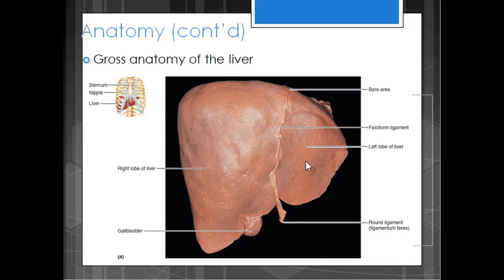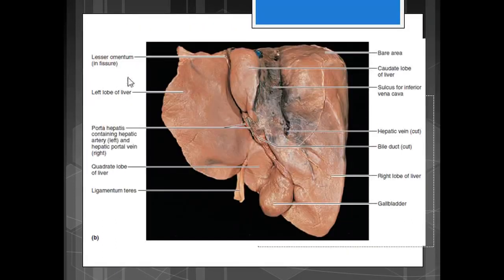So this is extremely vascular. What do you mean by vascular? It receives a lot of blood supply. And it receives blood supply from two different sources. First is the hepatic artery, and the second is the portal vein. So again, the liver receives blood from two sources.